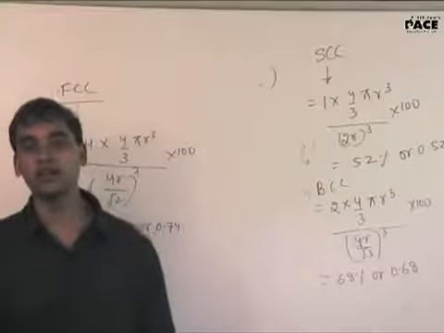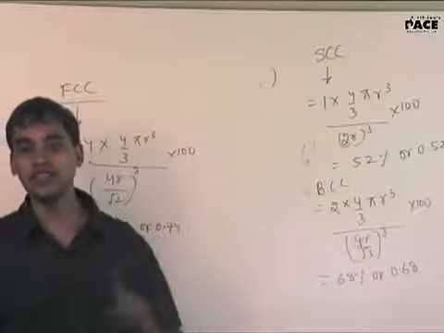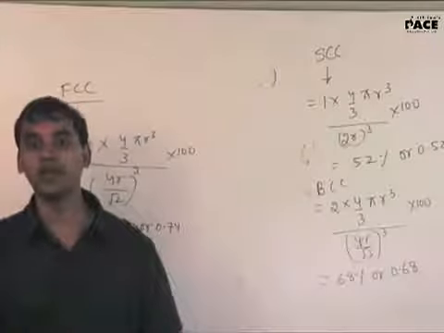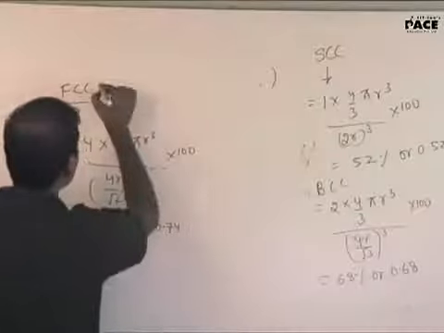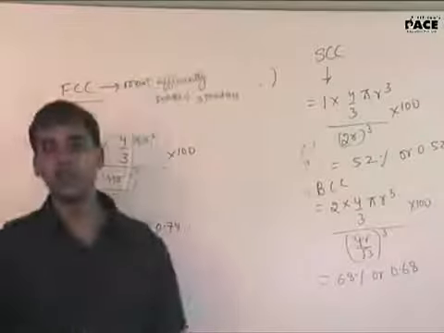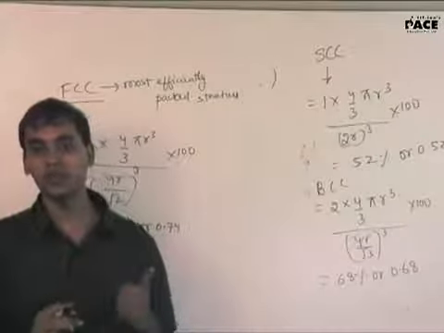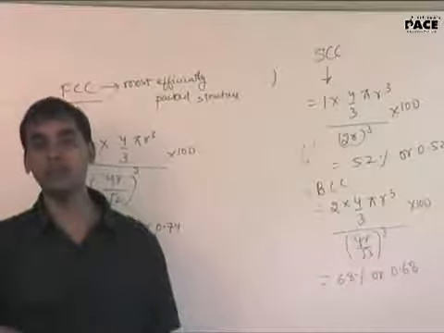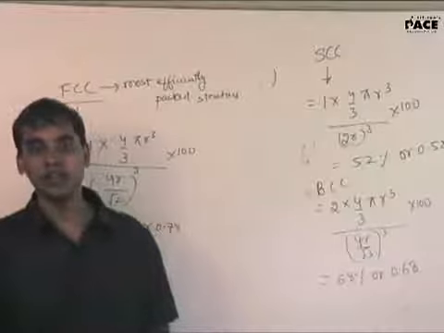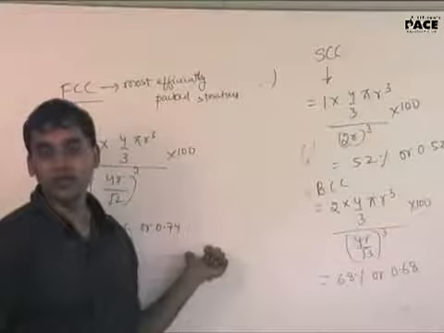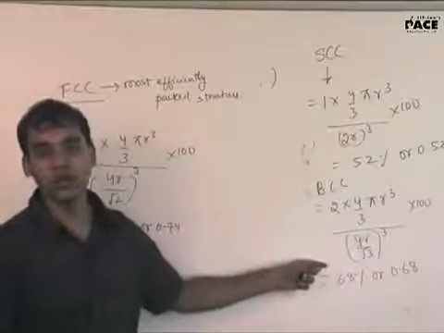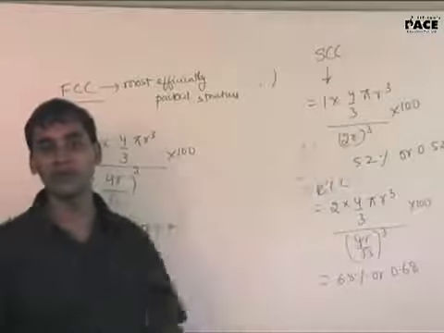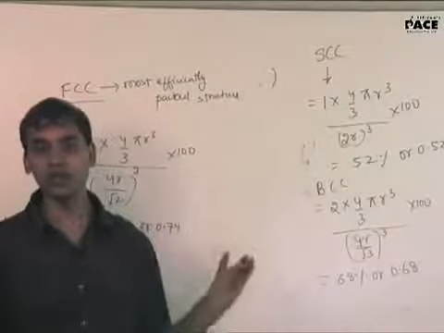See, what conclusion can you make? That FCC is the most efficiently packed structure, followed by BCC and followed by simple cubic. Why? Because the amount of space occupied in FCC is 74%, so only 26% is empty or vacant. You are wasting only 26% space here, about 32% space here, and how much are you wasting here? 48%. So this is how you determine what is known as packing fraction.